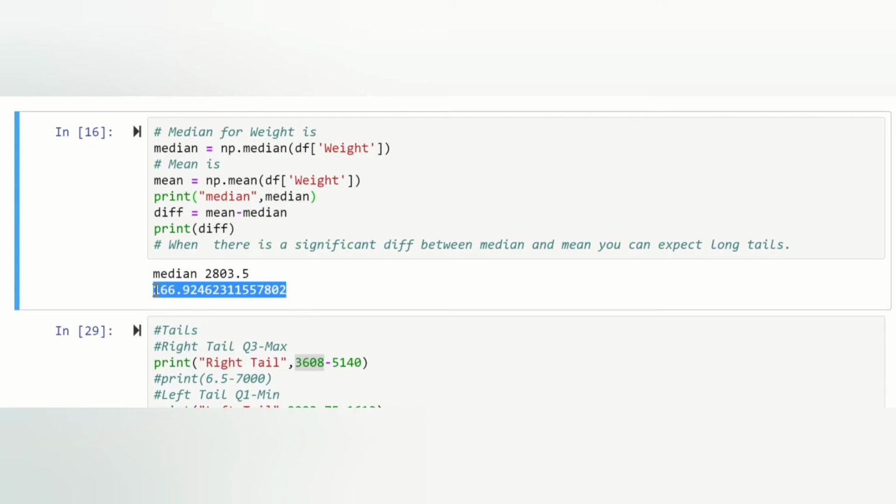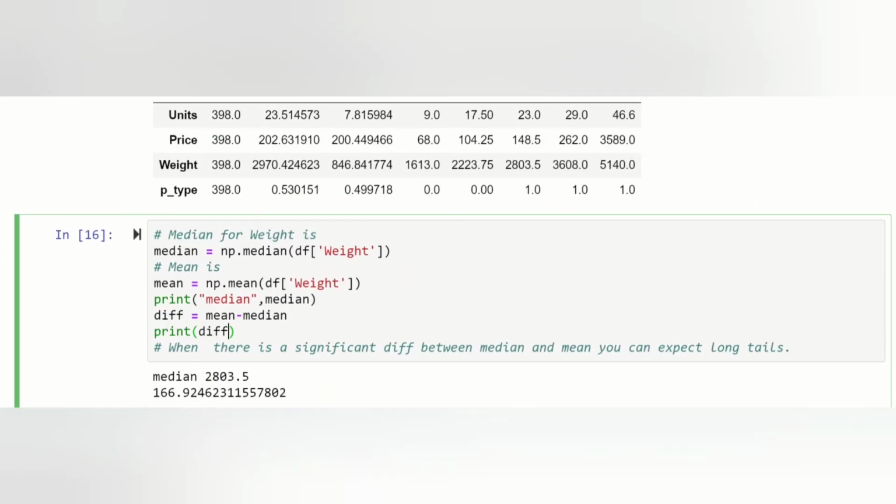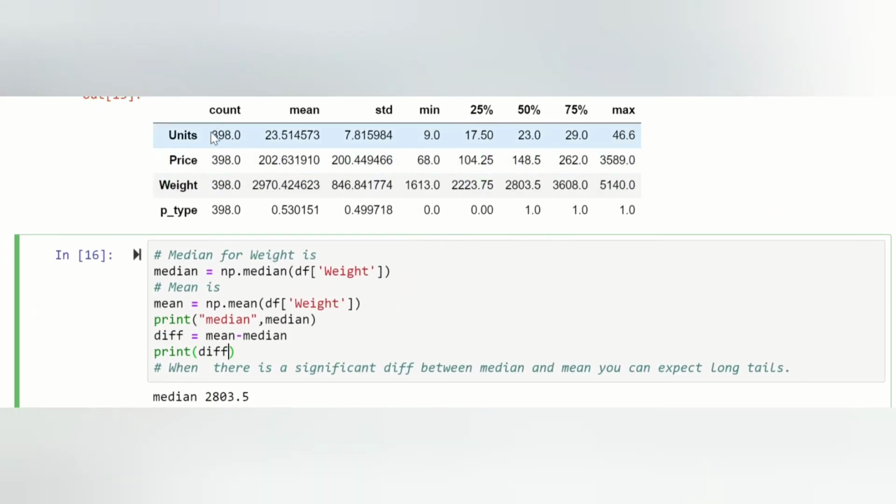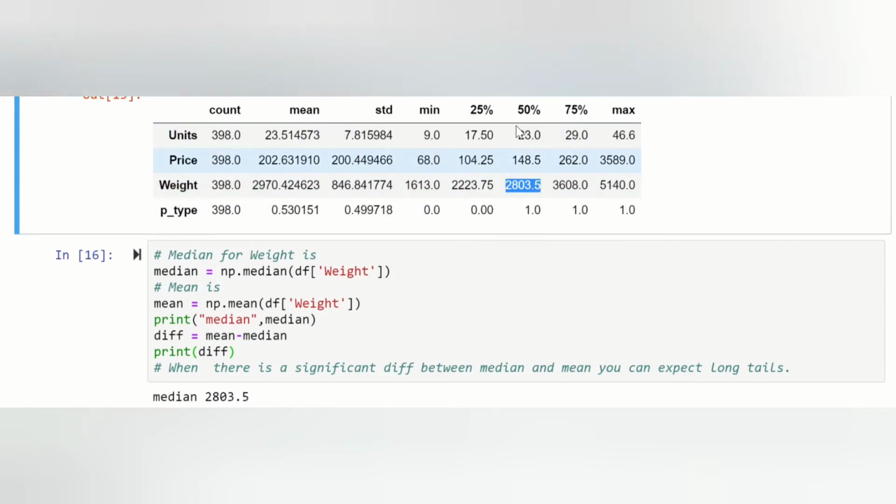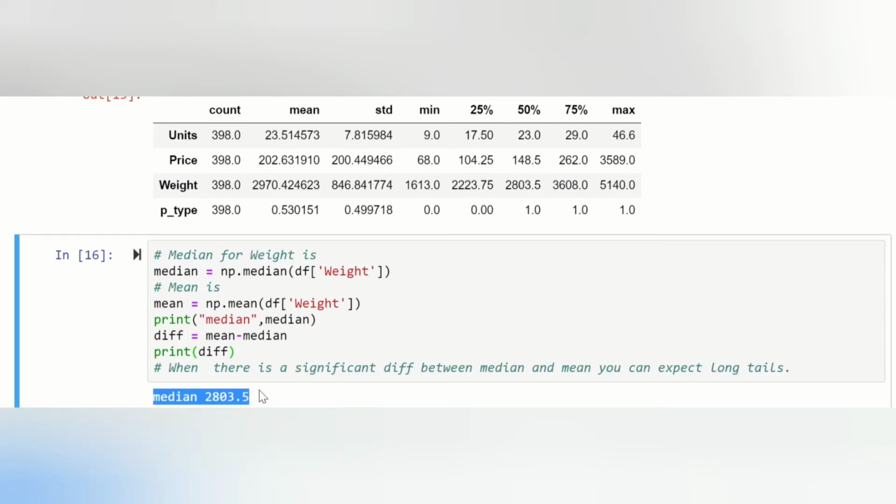So here there is a significant difference between median and mean, which is near about 167 units. So I can expect tails in the distribution. I cannot expect my distribution to be a normal distribution. Now let me take you back to the statistic summary, which was generated using the describe function. Here you can see 2803.5, the value at the 50th percent, is nothing but the median, and this is what we got using the numpy.median function as well. So that confirms the value of the median.